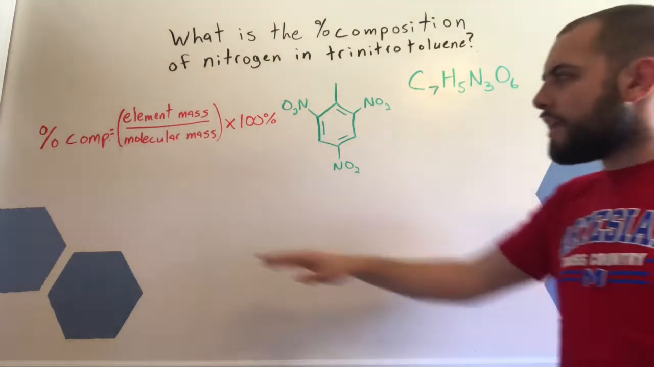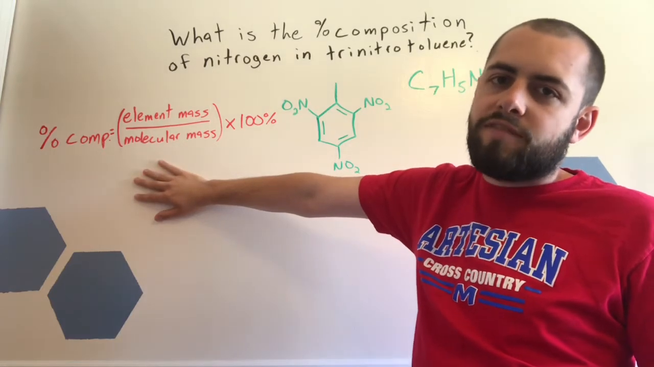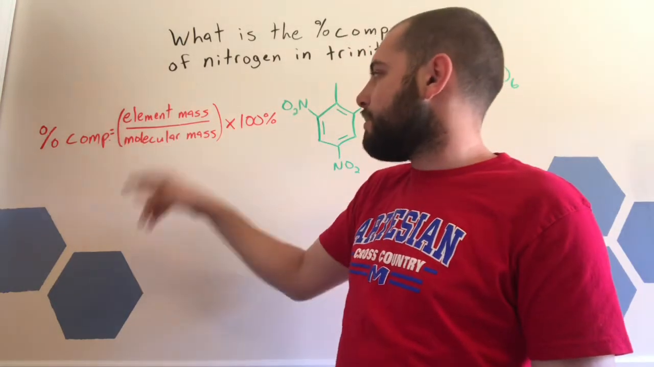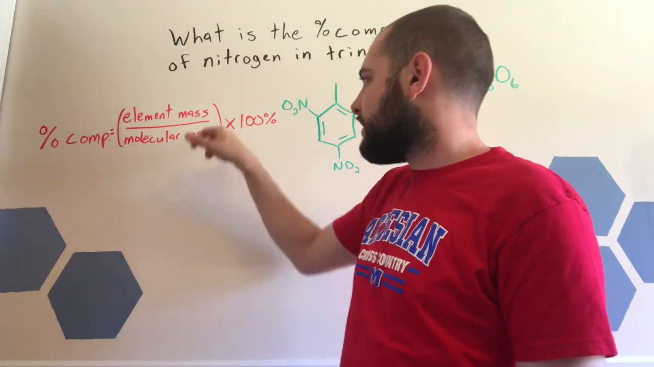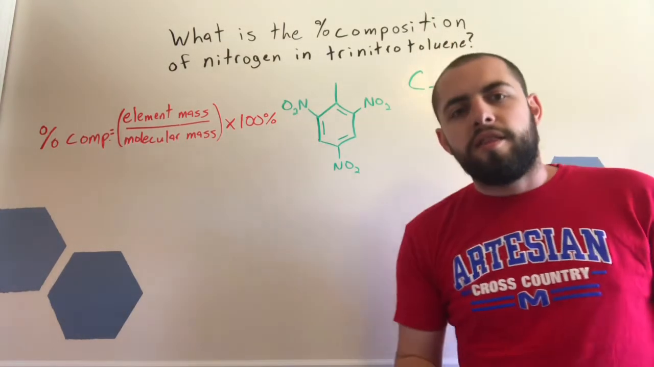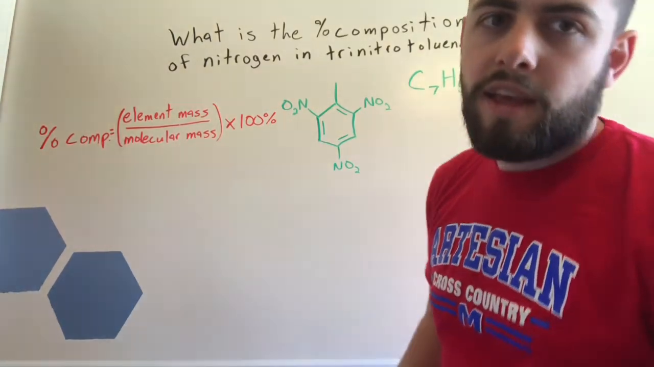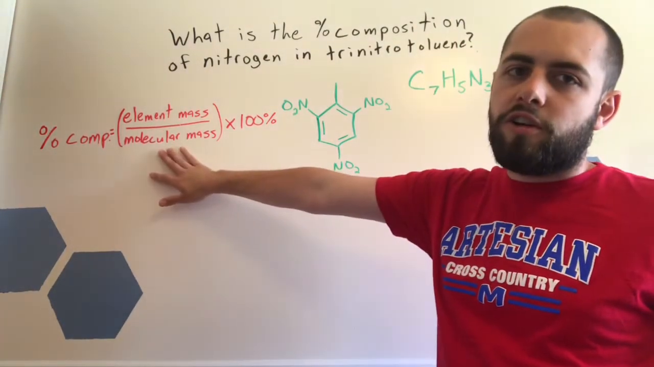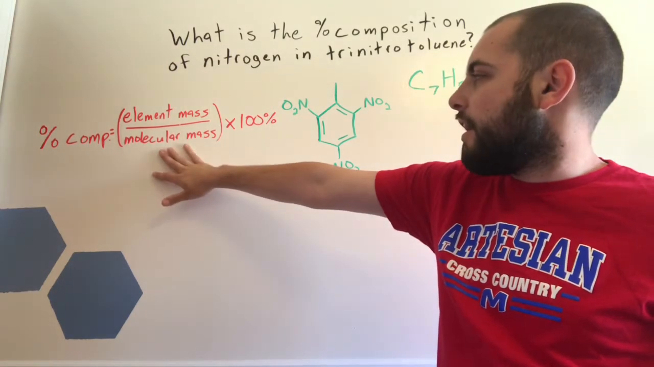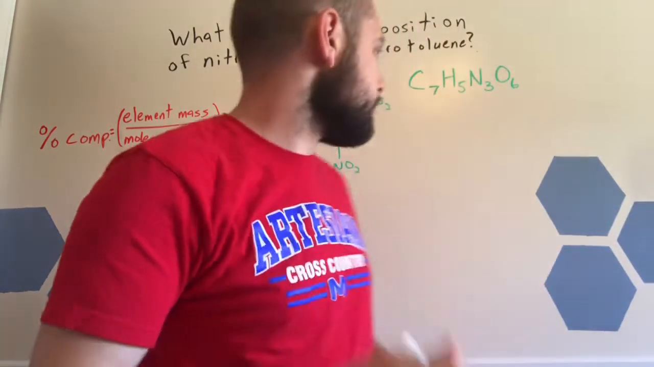C7H5N3O6. And then I also put the percent composition formula up here. You should definitely have this in your notes somewhere. The percent composition is equal to the mass of the element divided by the molecular mass, and then multiply all that by 100%. The best starting place for problems like this is going to be finding the molecular mass. That's going to be a really good starting point. You know that you're going to need it eventually for the formula anyways, so that's where I'm going to start.